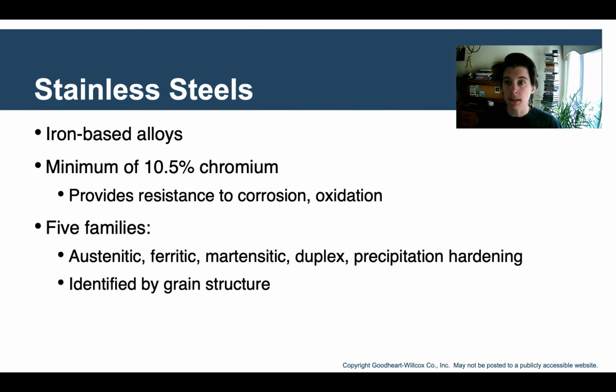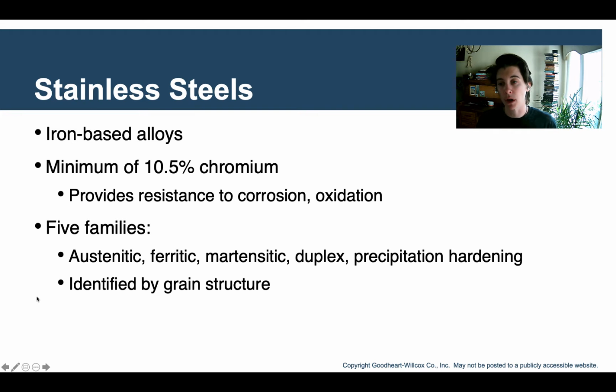Now, a little bit more specifics about stainless steels. They are iron-based alloys, of course. They're still in the steel family, so they're still iron-based. To be stainless, it has to have a minimum of 10.5% chromium. That's a lot more chromium than any other kind of steel, and that's what pushes it into the family of stainless steels. That chromium is what gives it resistance to corrosion and oxidation, which is why it's stainless and why it's valuable. Within the stainless steel family, there are 5 different families underneath.